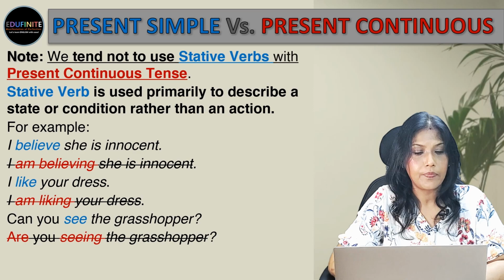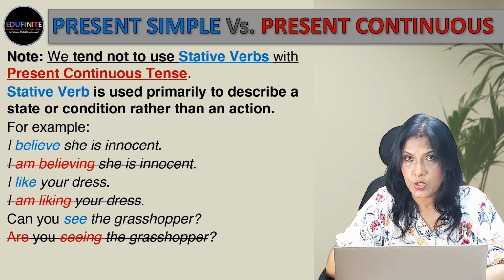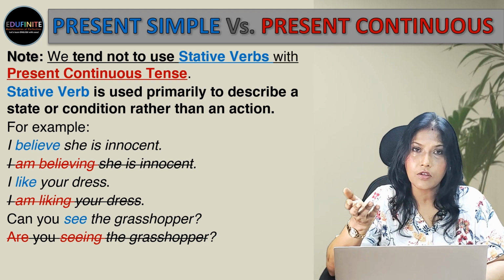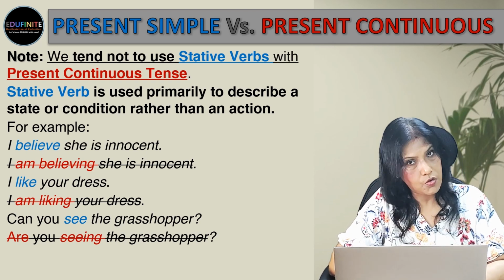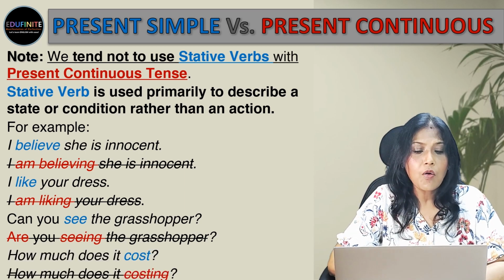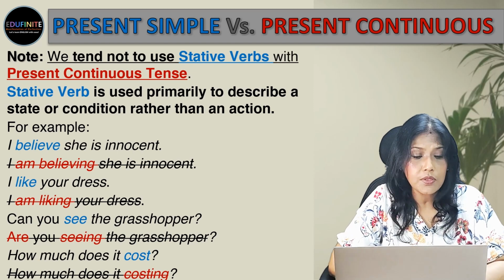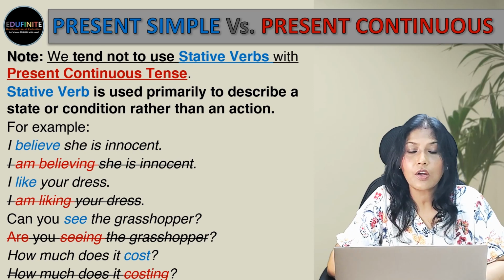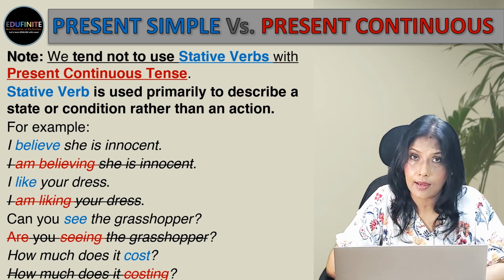Okay, the next one. Can you see the grasshopper? When we question someone, we say, "Can you see the grasshopper?" You can't say, "Are you seeing the grasshopper?" That's wrong again. See is again a stative verb. How much does it cost? This is how we say it. We don't say, "How much does it costing?" We don't say that. How much does it cost? That's how we say it.